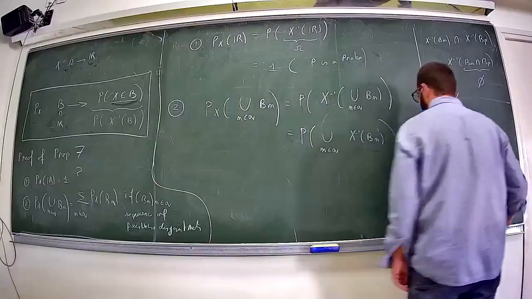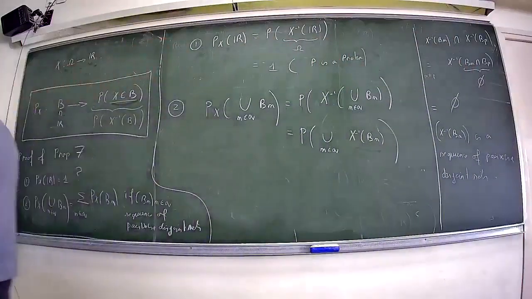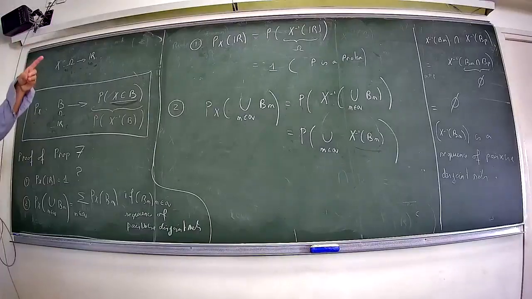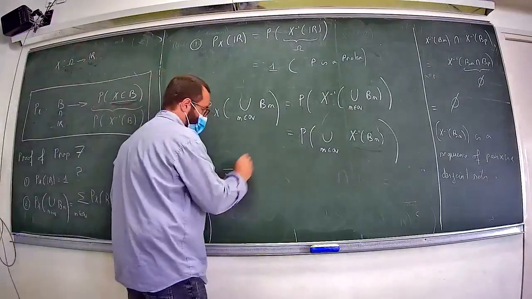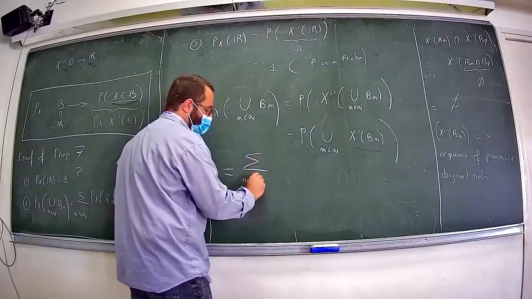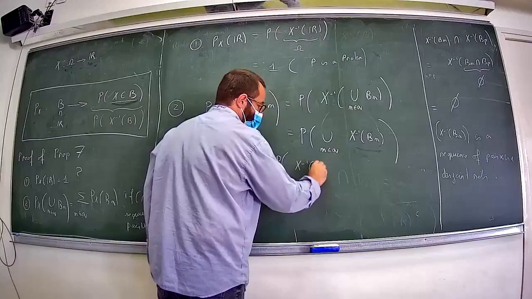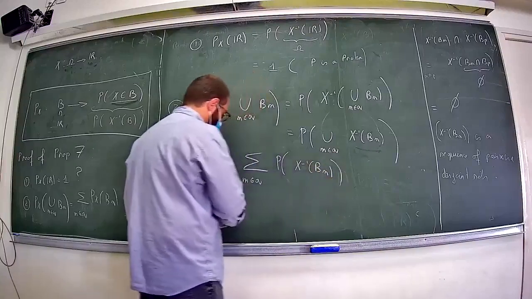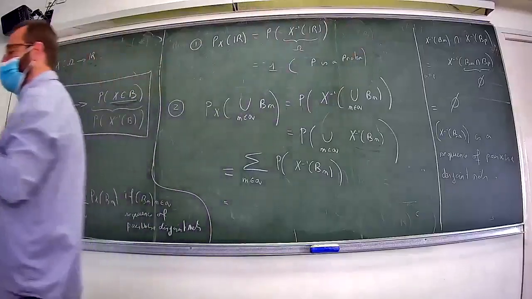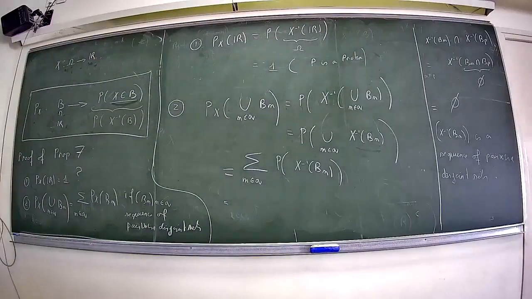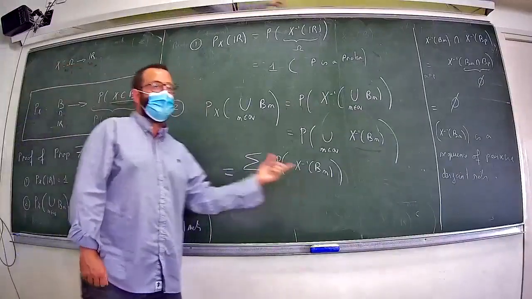And why do I want this? Because now I know that the preimage by X of the Bn is a sequence of pairwise disjoint sets. So the probability of the union is equal to the sum of the probabilities, because P is a probability. So when I have a sequence of pairwise disjoint sets, the probability of the union is equal to the sum of the probabilities. And it's finished, because what is P of X minus 1 of Bn?